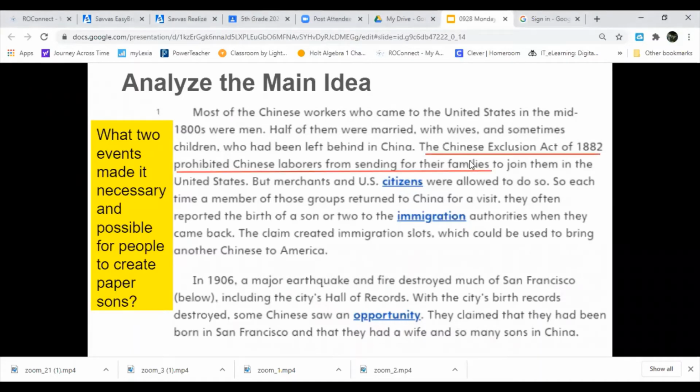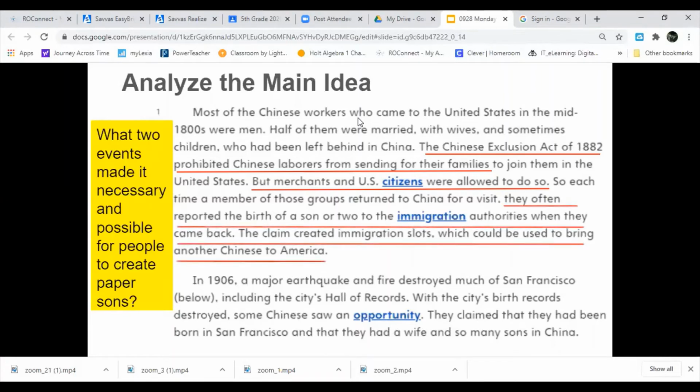I know that the Chinese Exclusion Act of 1882 prohibited Chinese laborers from sending for their families. I also know that merchants and U.S. citizens were allowed to do so. Therefore, each time they came back through immigration, they would report to the authorities that they had a new son born in China. And this opened up immigration slots, which could be used to bring another Chinese to America.